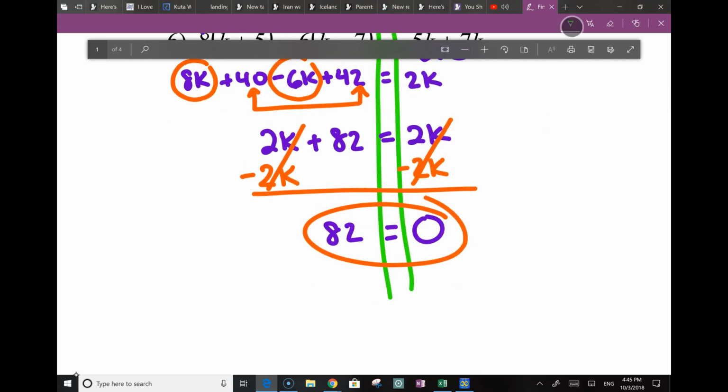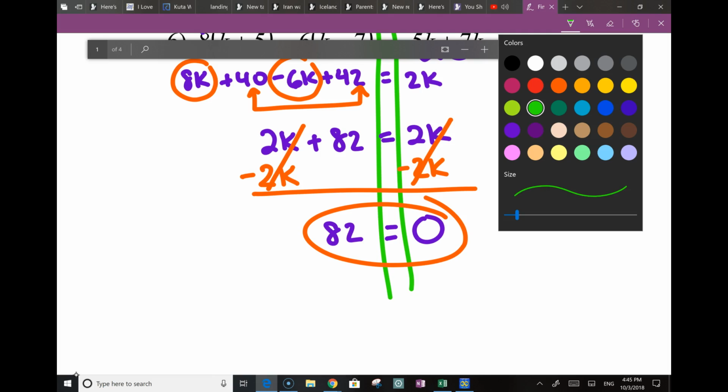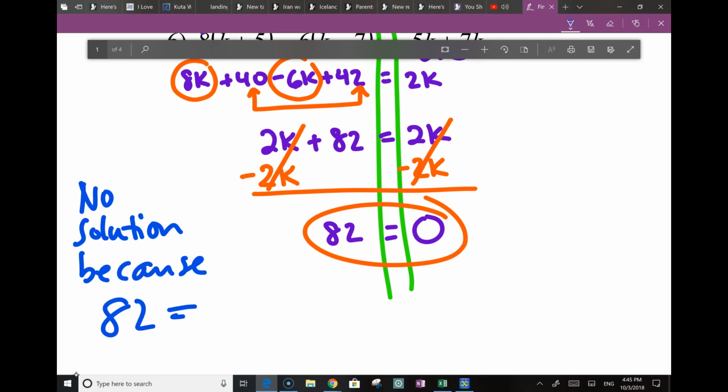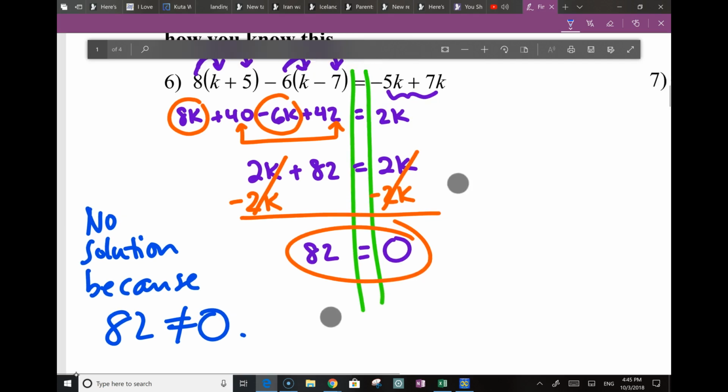And so my answer to this is that there is no answer. And the way I write that answer is like this. Hopefully I'm not confusing you too much, but the answer is no solution because 82 is not equal to 0. The two things are obviously different numbers. So when you have no variable, you killed it off and you're left with a statement that makes absolutely no sense. Like in this case, 82 is equal to 0. That means that there is no solution.